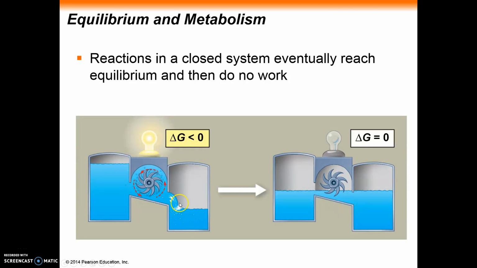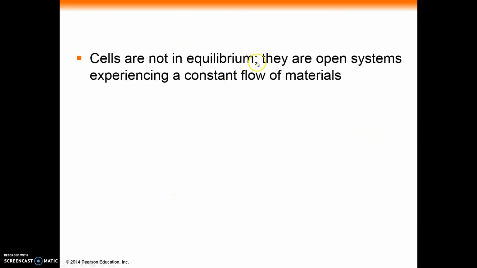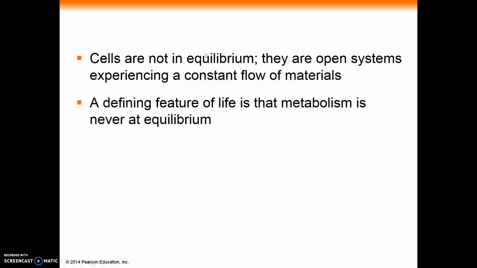Okay. So cells are not in equilibrium. They are open systems and have a constant flow of material. We are constantly eating, constantly utilizing that material, breaking it down, storing the energy, using it. We're constantly dissipating that heat into the environment. Okay. So we are not a closed system. We are open and we are not in equilibrium. That's kind of a defining feature of life, is that we are not at equilibrium. If we actually achieve equilibrium, we are dead.